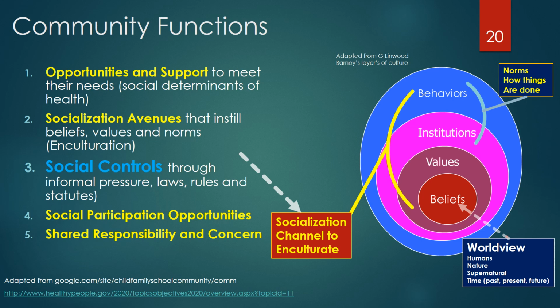3. Communities provide social controls. Communities develop ways to enforce adherence or conformance to community values and norms. This may take several forms, from informal community pressure to more formal laws, rules, and statutes.